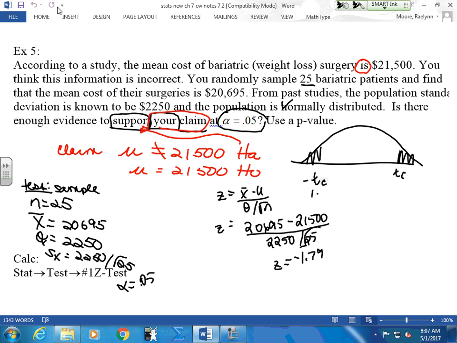So if this is negative 1.79, this is positive 1.79. Okay, now, in a two-tailed test, it gives you a little extra space. These are symmetric. It's the same area on both sides. So look up the negative number. It is the area to the left. It is this shaded little piece.